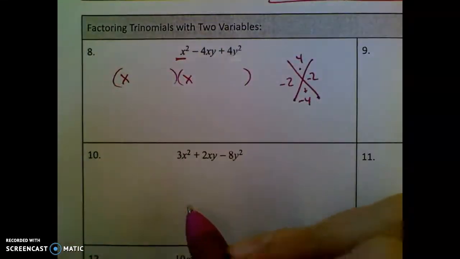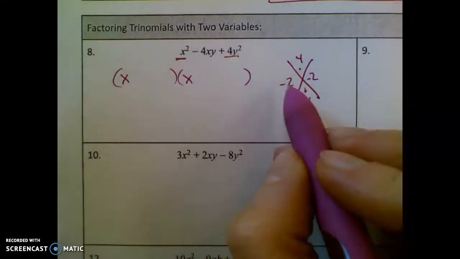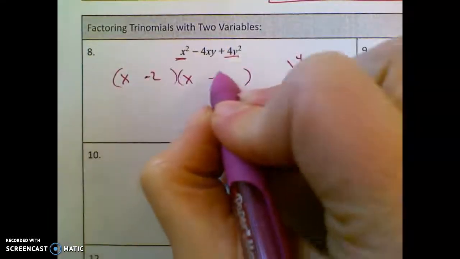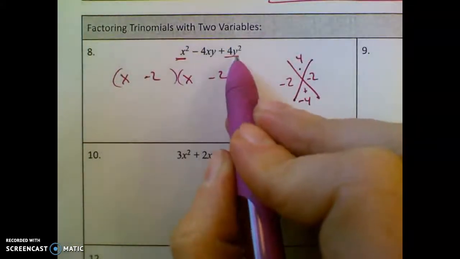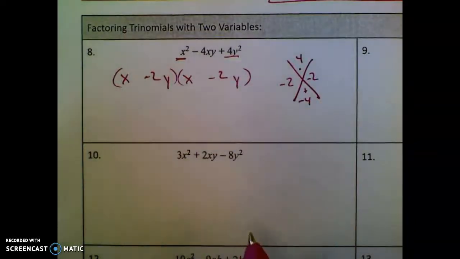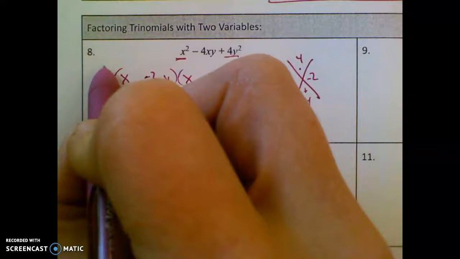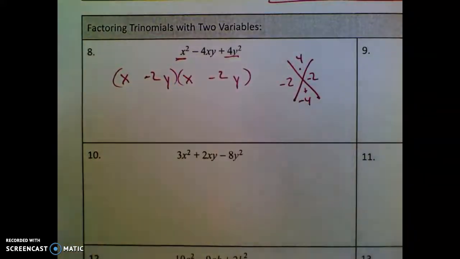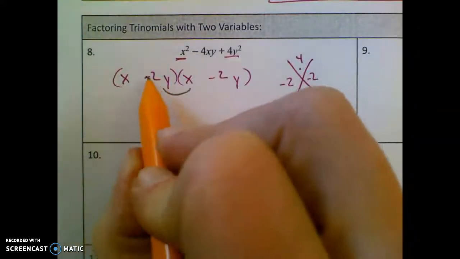How do you get your last term? Well, my last term comes from -2 and a -2, but I have a y squared on there, so just tag on a y. That's literally all there is to it. If you want to check your outer inner product, you can. I'm going to go ahead and do that real quick just to prove it.